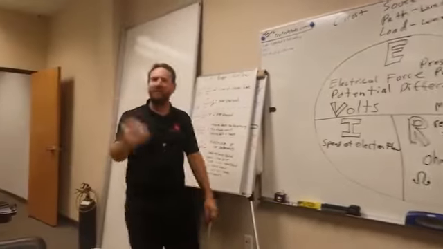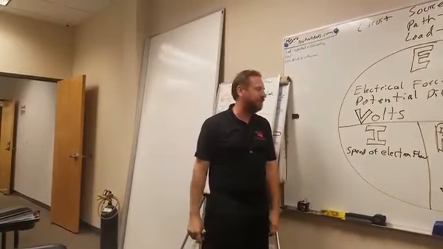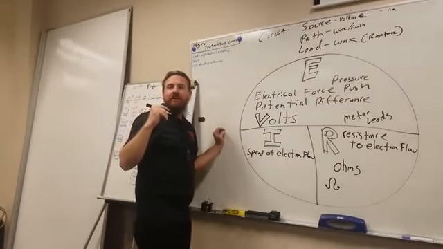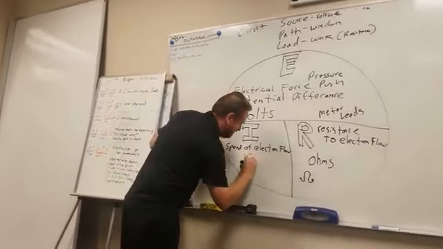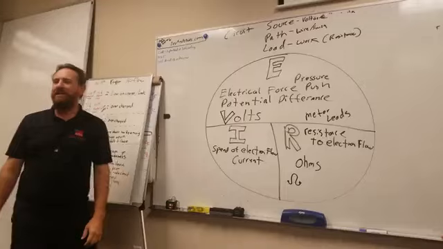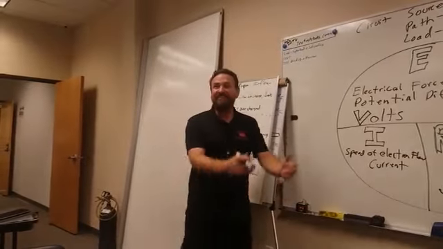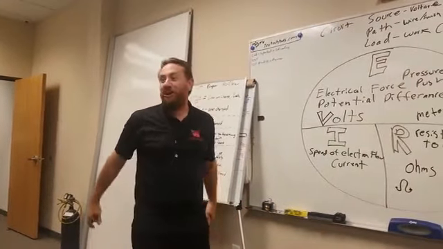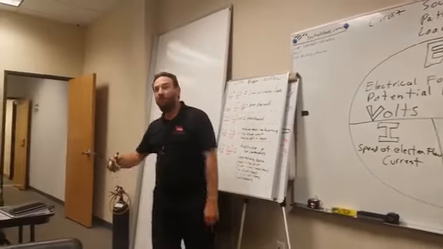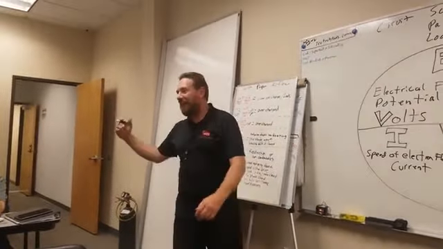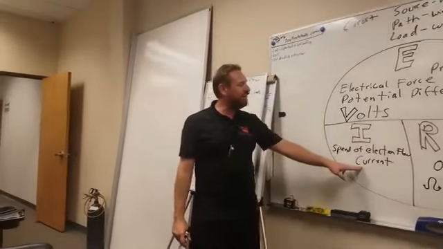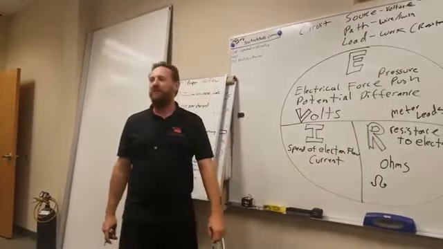How fast do electrons flow? The speed of electron flow is also known as current. Current. Anybody ever been in a river that had a current? Right? The stronger the current, the faster it flowed. You ever been in an ocean, you had a rip current? That was a very fast flow that ripped you out to the sea. Current is also speed of electron flow.